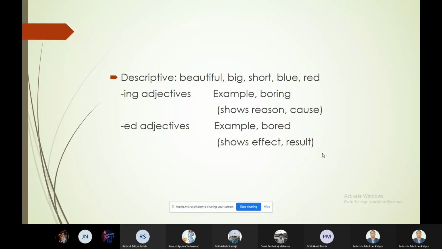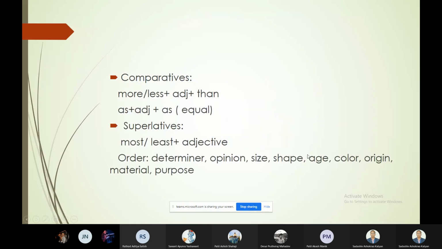Like the -ing adjectives, we also have the -ed adjectives like bored, which is trying to show us one kind of effect, which is also trying to show us one kind of result. Then we have studied the degrees: the positive degree, comparative degree, superlative degree. Whenever we were studying the degrees, in all of them we used various kinds of adjectives.